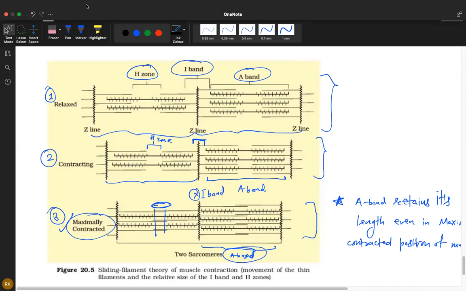Okay. Hello, Devangi and Jani. Am I audible? Yes, sir. So, any doubts in any of the concepts of muscle contraction? Devangi? Jani? Any doubts so far? No. Okay.